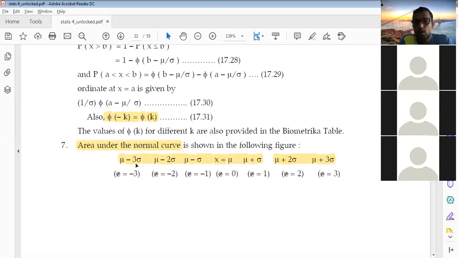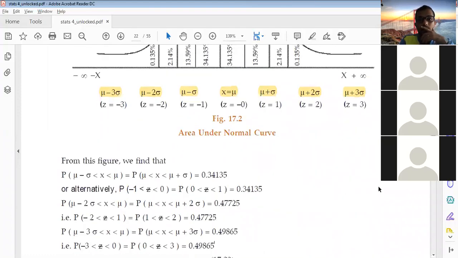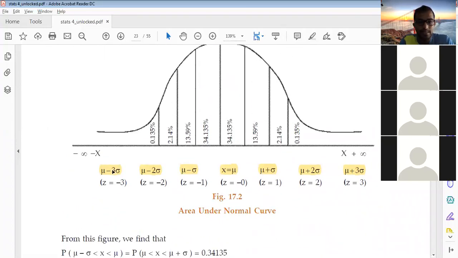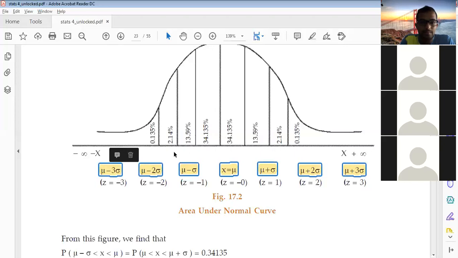That time we wrote mu minus 3 sigma, mu minus 2 sigma. Now I'm telling you, under the standard normal curve, mu is how much, students? 0. Standard deviation is? 1. So what will be the answer here? Minus 3, minus 2, minus 1, middle one, mu is 0, 1, 2, 3. It's the same thing. That is why in the graph, I told you to write this part itself. Don't write anything else because this is the same.